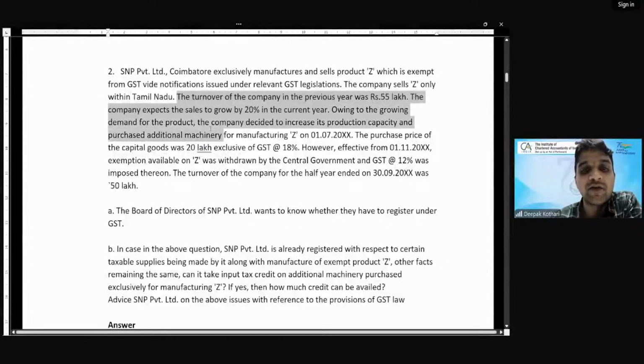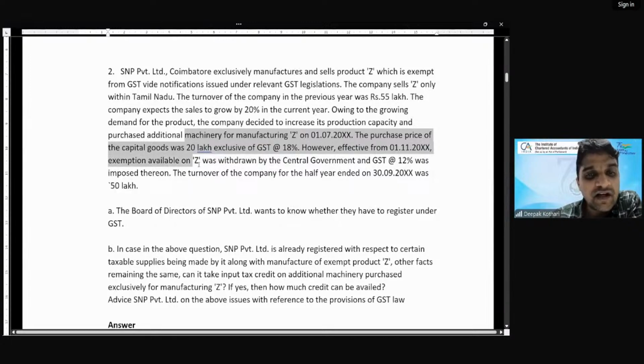Owing to the growing demand for the product, the company decides to increase its production capacity and purchases additional machinery for manufacturing Z on 1st July of the year. The purchase price of the capital goods was 20 lakhs exclusive of GST at 18%. However, effective from 1st November 2020, the same year, the exemption available on Z was withdrawn by the central government and GST at 12% was imposed. The turnover of the company for the half year ended on 30th September was 50 lakhs. The board of directors wants to know whether they have to register under GST.